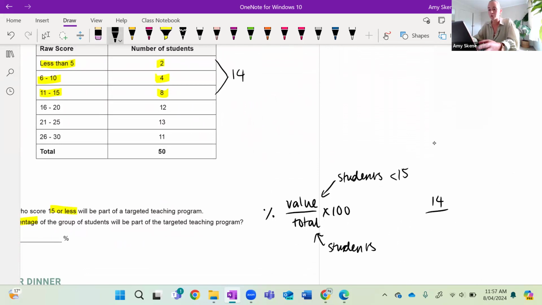And the total number of students, it says at the bottom there, is 50. And we multiply that by 100. And that gives us 28%.